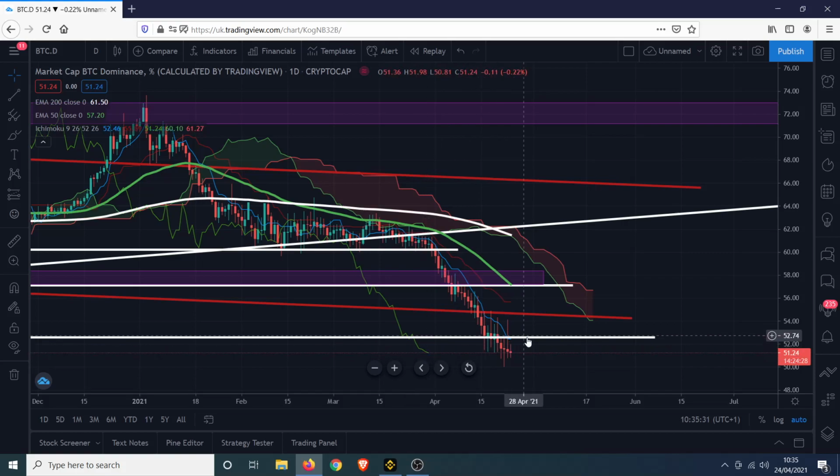When the Chikou span touches these candle bodies over here, that will be one reason to assume that we're going to go into an uptrend on this chart, or if this cloud starts to glimmer green, which it doesn't look like it's going to do anytime soon.